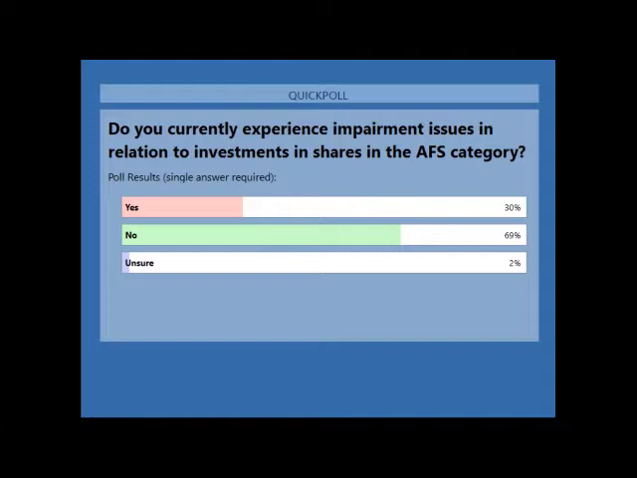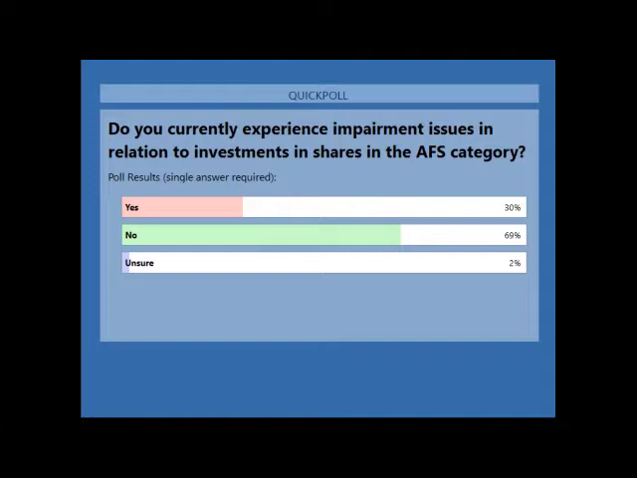And so how does it address your potential impairment issues on investment in shares? In the new AASB 9, if you've got investment in shares, it can either be fair value through profit or loss, and obviously if it's fair value through profit or loss, there are no impairment considerations. It's already at fair value in the statement of financial position. Changes in fair value are already in profit or loss.